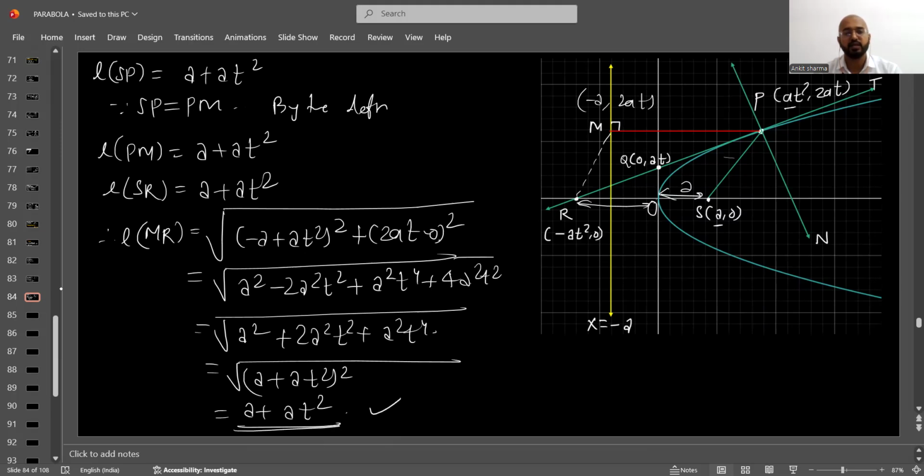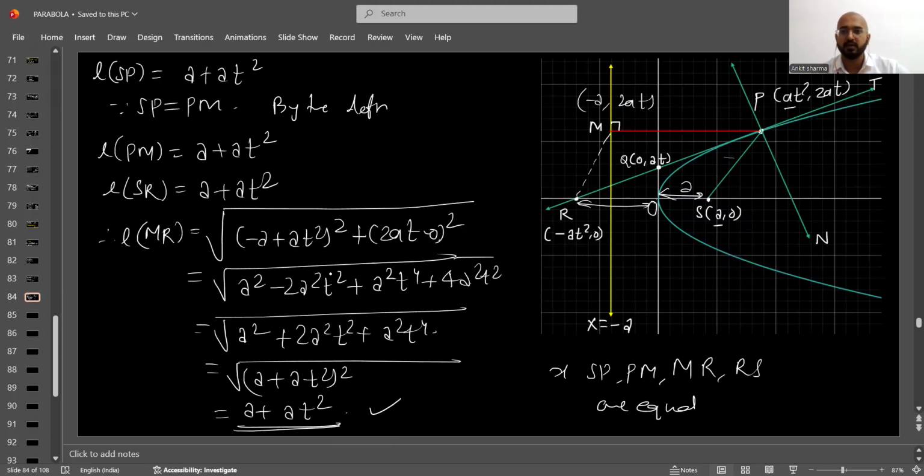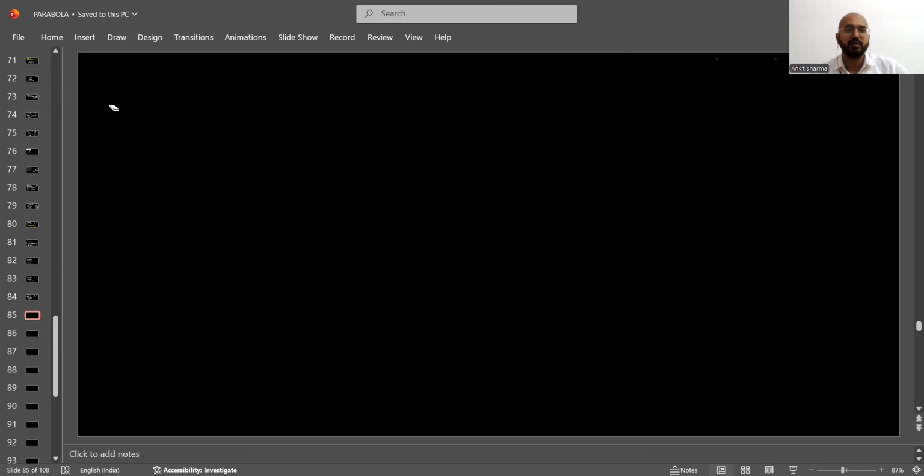So we ended up proving that all these distances, SP, PM, MR, and SR are equal. So basically, this is a quadrilateral and all these lengths are equal. From this, we can conclude that RMPS, we should write it better, RMPS is a rhombus.